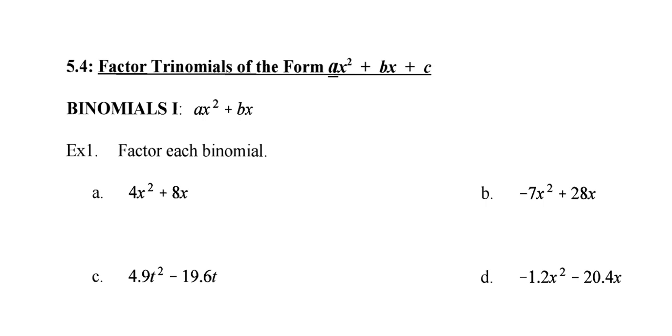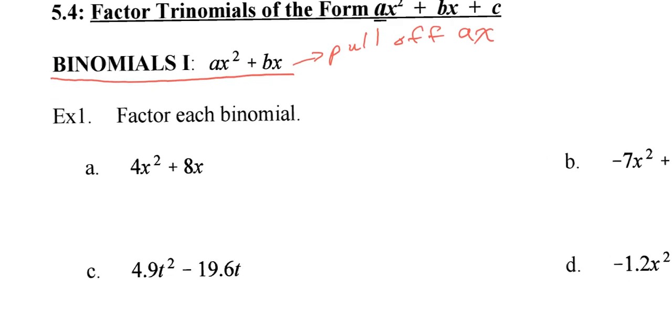Now, what we're going to do is we're literally going to look at the ax squared. What we're going to do every time we do this problem is we're going to pull off the ax, not just the x like what we did before. This time we're going to pull off the ax. So here's what we're going to do. Let's take a look at this first problem here, and we're going to zoom right in and make sure we understand what is going on.